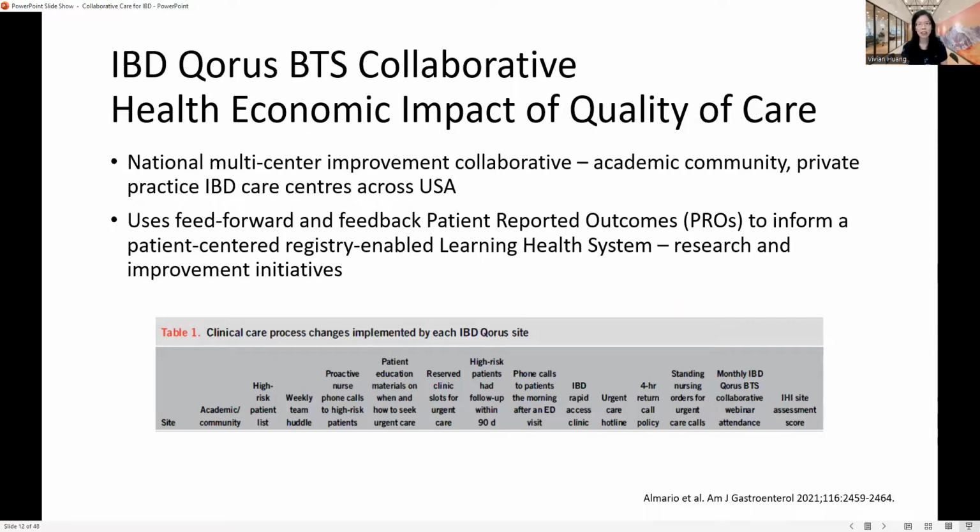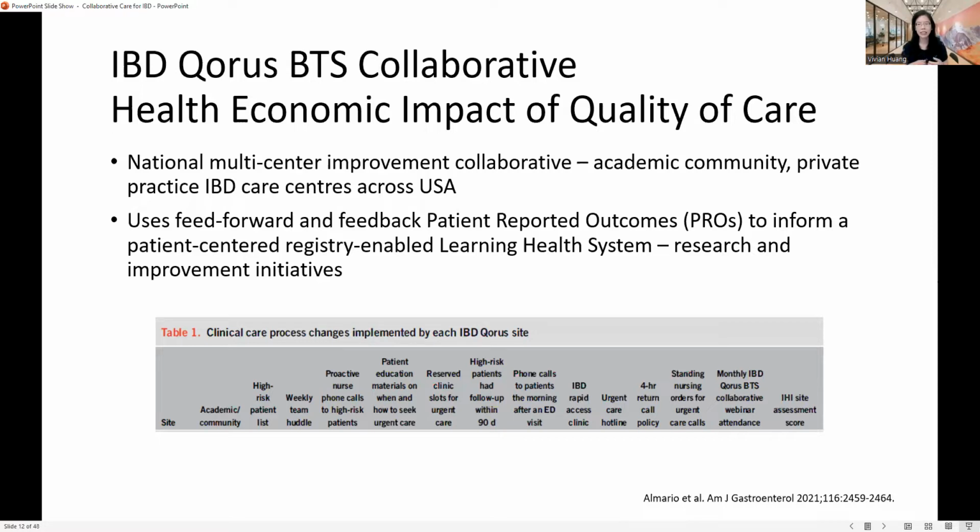So in the States, there's a large collaborative called the IBD Qorus. BTS stands for Breakthrough Series Collaborative. It's a national multi-center improvement collaborative, and it consists of many academic, community, and private practice IBD care centers across the USA. They use what's called feed-forward and feedback patient-reported outcomes. They survey these patients who are enrolled in those different centers on quality of life, mental health, and other PROs. And then they have that registry to see the outcomes, and they can have a cycle to try to improve the quality of care in those institutes.